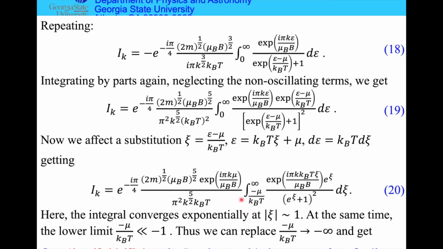On the other hand, the lower limit is very large and negative. How large? We know typical mu is 10 electron volts. Temperature would be 1 millikelvin. Kelvin is 10 to the minus 4 electron volt. Millikelvin is 10 to the minus 7 electron volt. So this is 10 to the minus 8, minus 10 to the 8. So the exponential to the power minus 10 to the 8 is 0 for any practical purposes.